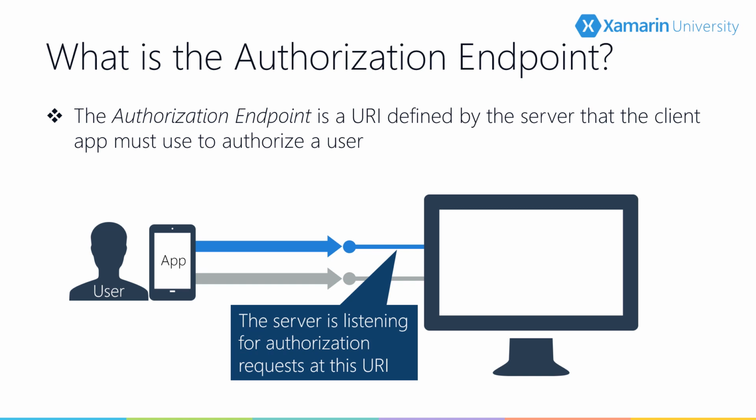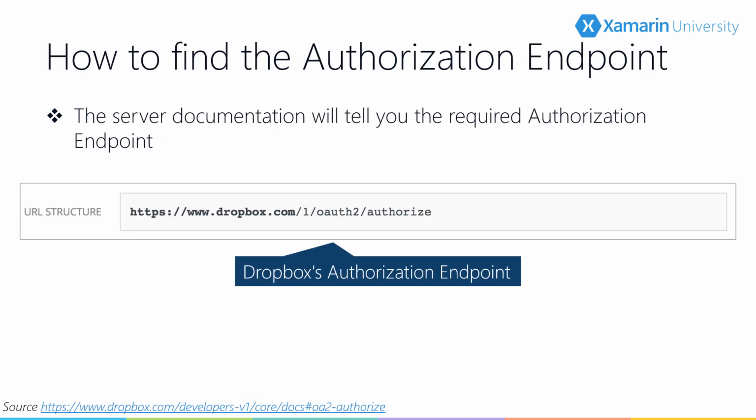Now, the authorization endpoint is a web URL, and it's used to request authorization for your client app. The server is public, and it's ready to respond to authorization requests. Your application sends the client credentials, and the authorization server returns the login HTML. Now, to find the authorization endpoint, again, you'll need to consult your particular service's documentation.